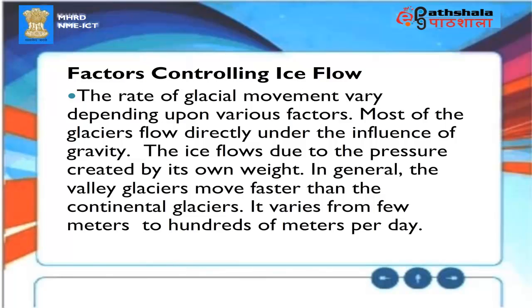Factors controlling ice flow. The rate of glacial movement varies depending upon various factors. Most of the glaciers flow directly under the influence of gravity. The ice flows due to the pressure created by its own weight. In general, valley glaciers move faster than continental glaciers. It varies from a few meters to hundreds of meters per day.